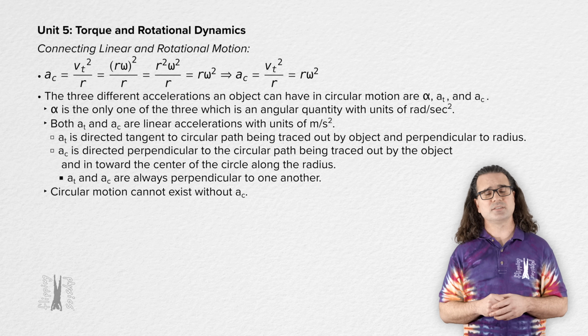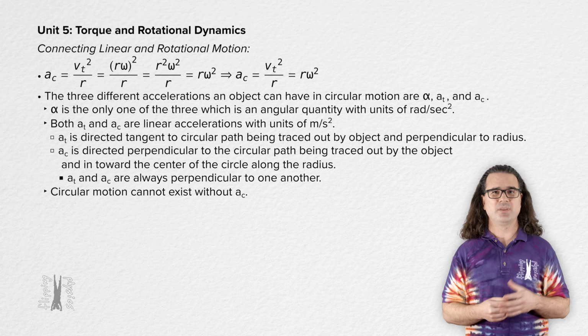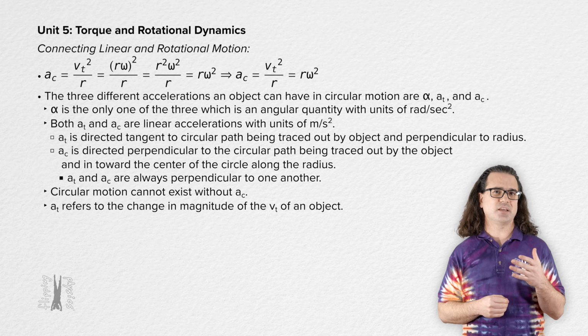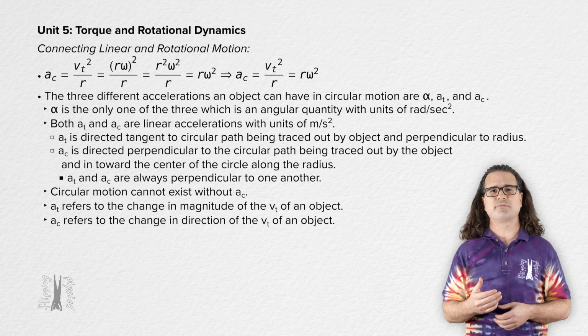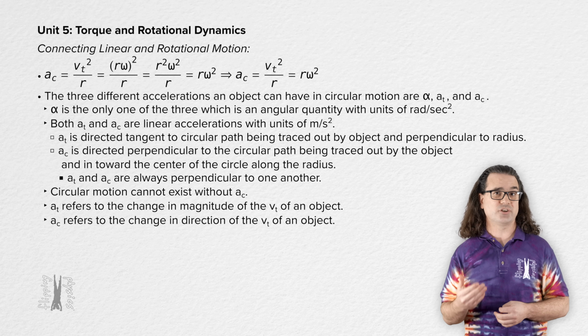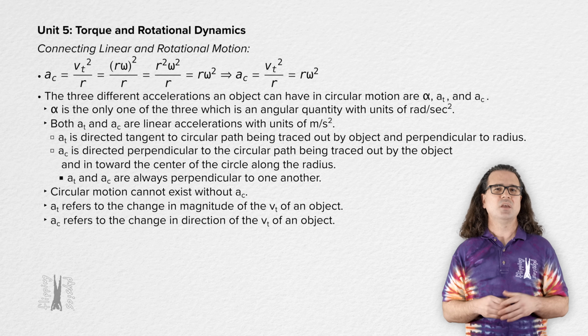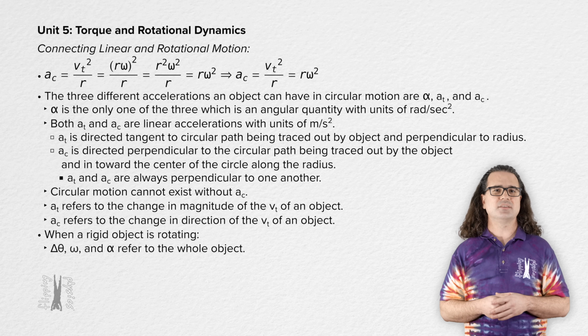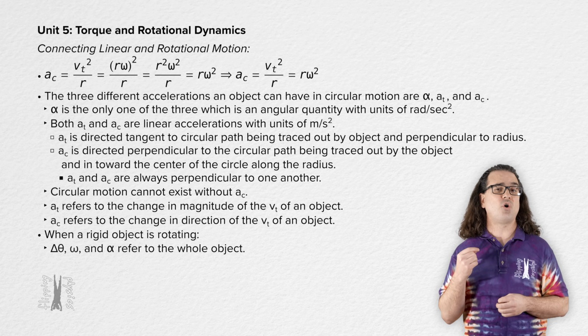Circular motion cannot exist without centripetal acceleration. Tangential acceleration refers to a change in the magnitude of the tangential velocity of an object. Centripetal acceleration refers to a change in the direction of the tangential velocity of an object. When a rigid object is rotating, the terms angular displacement, angular velocity, and angular acceleration refer to the whole object.